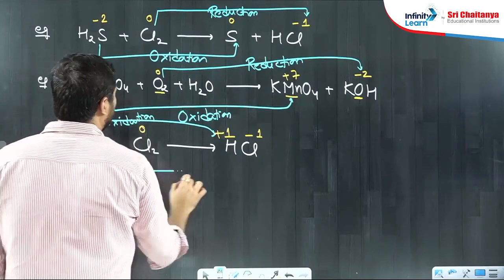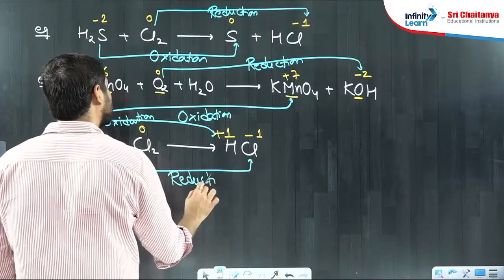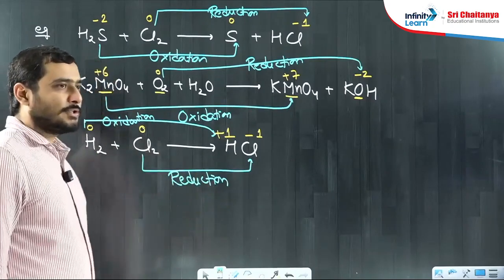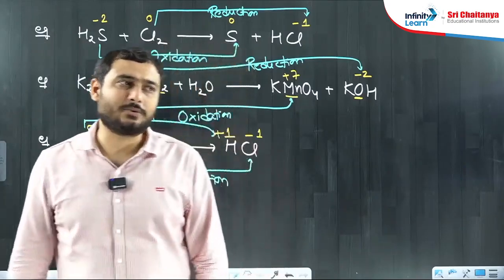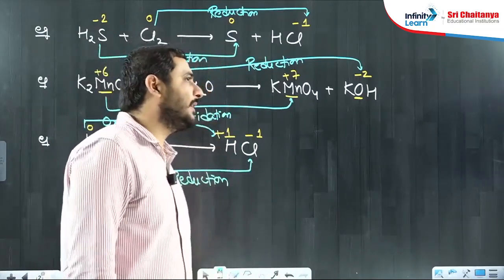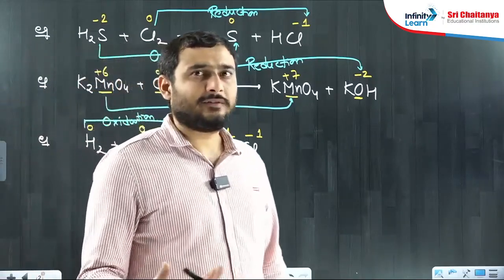And chlorine goes from 0 to minus 1. 0 to minus 1 is a decrease, so a decrease is termed reduction. So here hydrogen is getting oxidized and chlorine is getting reduced. So easily we can find out which of the following is a redox reaction. And this is NEET's favorite question.